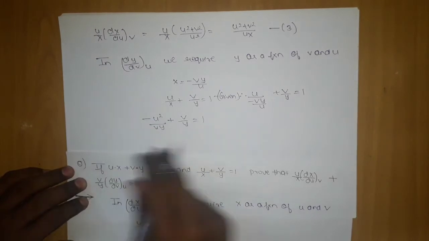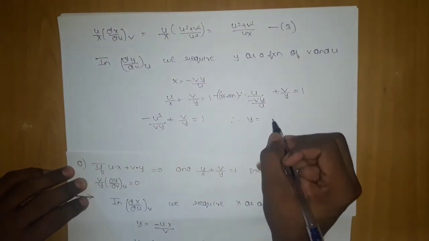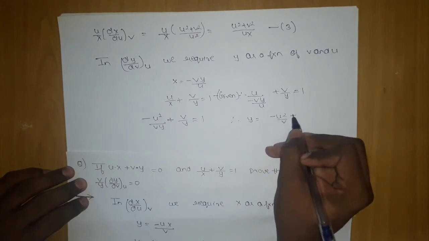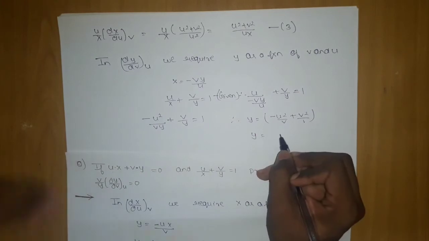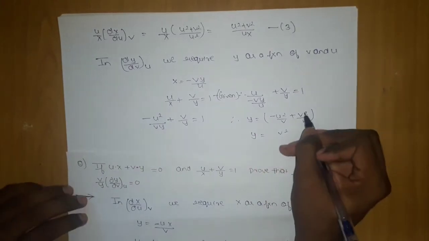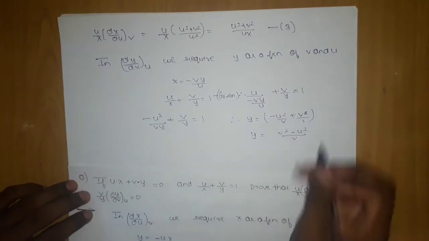So I can take y common and move it that side like I did previously. So y equals, I will be left with minus u square by v plus v square by 1. If I cross multiply, I will be getting v square minus u square by v. So I am getting my y function.